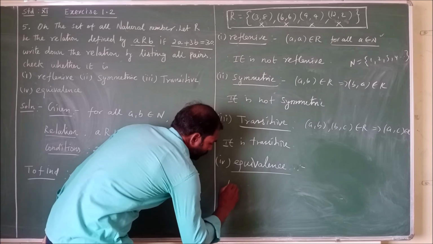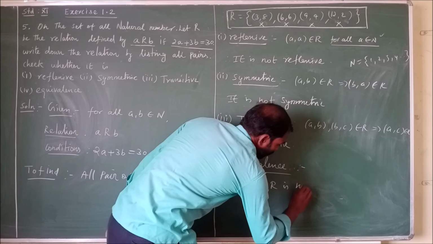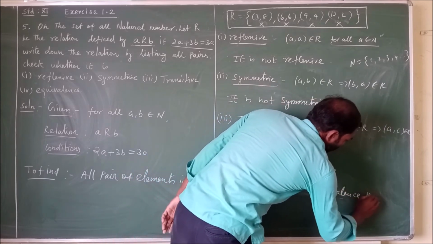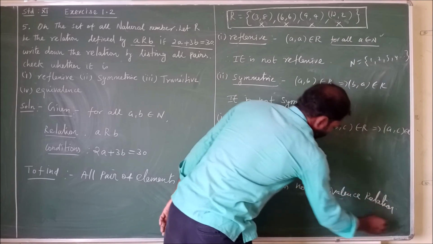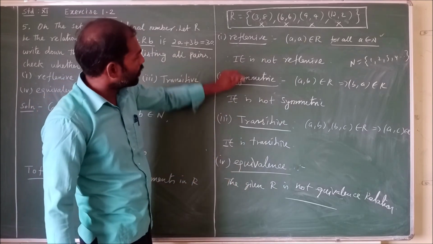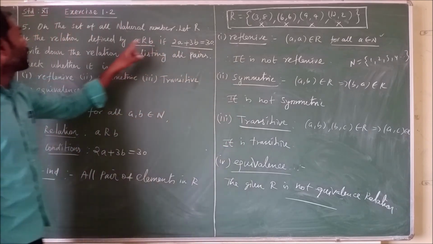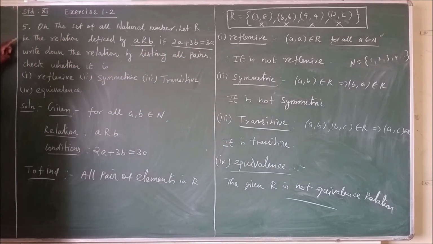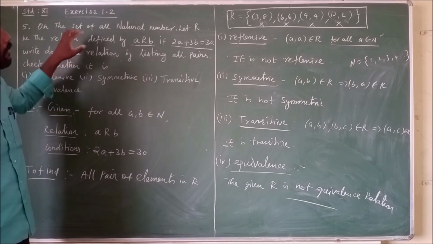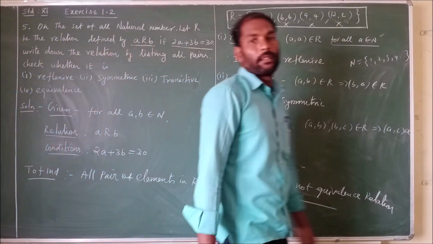The given relation R is not an equivalence relation, because it does not satisfy reflexive and symmetric, only transitive. That completes the fifth problem. The seventh problem is an assignment problem, using the same method. Clear? Thank you.